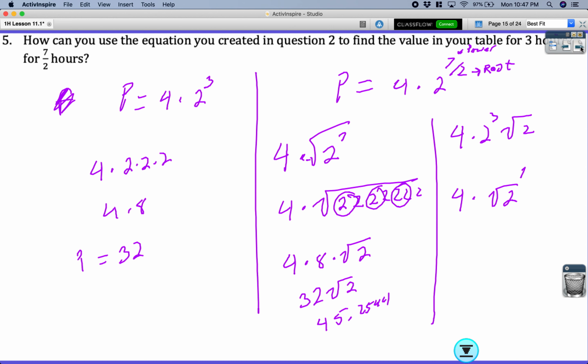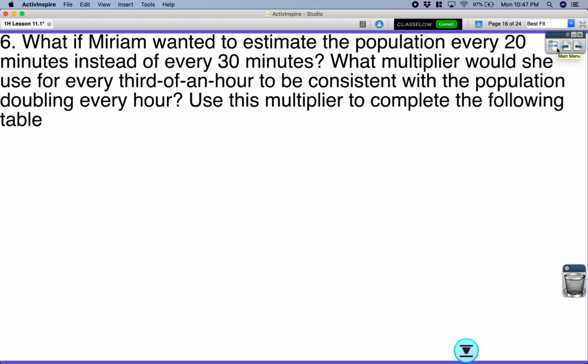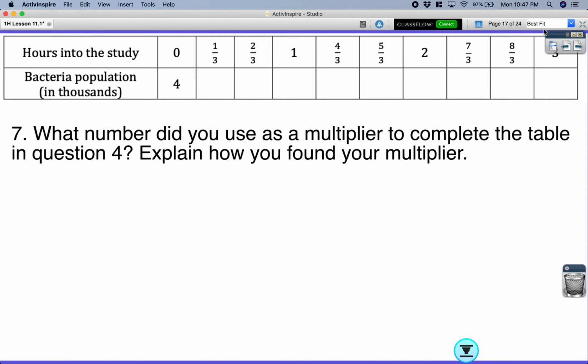So now what if you wanted even more detailed data? What if Miriam wanted to estimate the population every 20 minutes instead of every 30? What multiplier would she use for every third of an hour to be consistent with the population doubling every hour? Use the multiplier to complete the following. So same idea, guys. One more time.